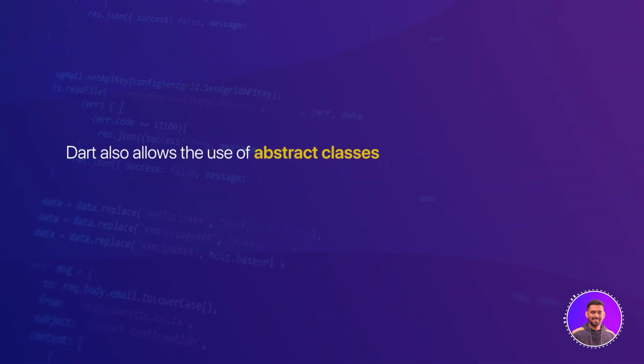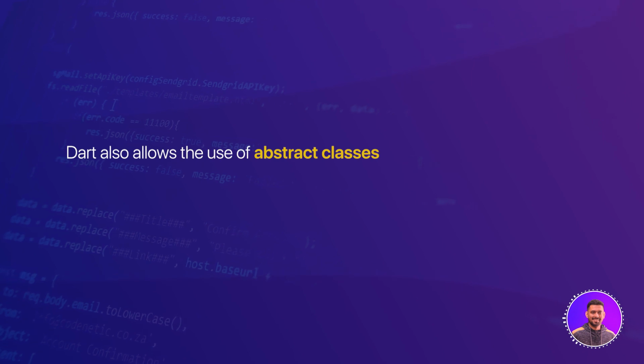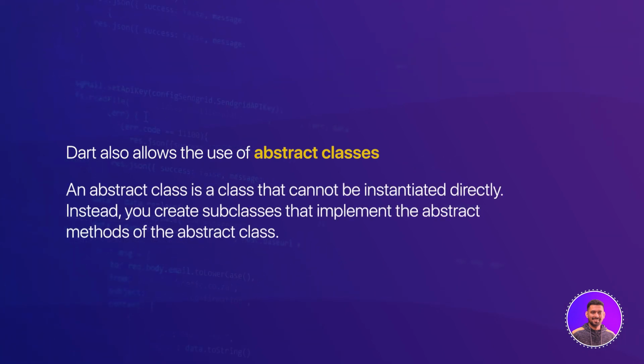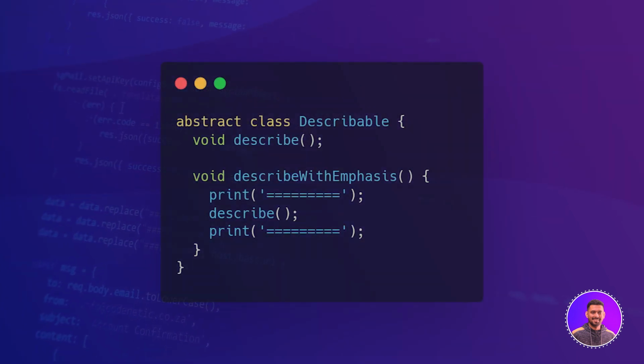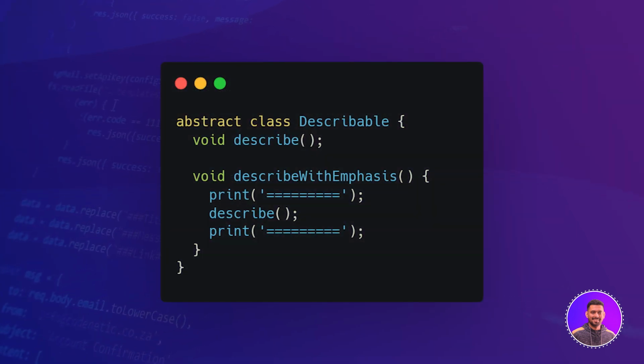Dart allows the use of abstract classes. An abstract class is a class that cannot be instantiated directly. Instead, you create subclasses that implement the abstract methods of the abstract class. In the Describable class, describe is an abstract method and describeWithEmphasis is a regular method that uses the describe method.